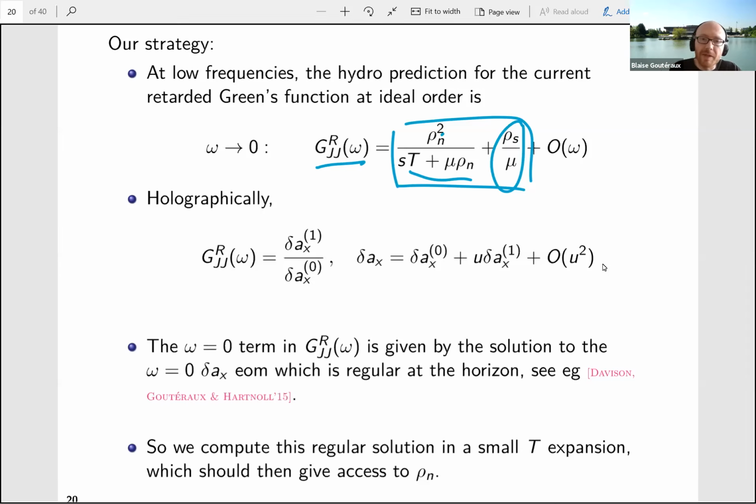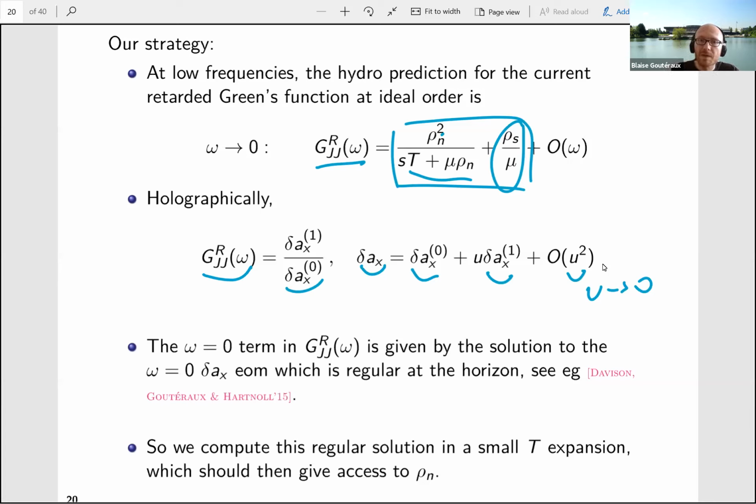Holographically, the way that we compute this is that we look at the perturbation of the gauge field along the X direction, solve for it using the coupled Einstein-Maxwell equations, and then we expand the solution close to the boundary of AdS, which in these coordinates is U going to 0, a different U from the previous slide. This is the radial coordinate. We look at the coefficient which is linear in U, take the ratio of the two, and this gives us the retarded Green's function.